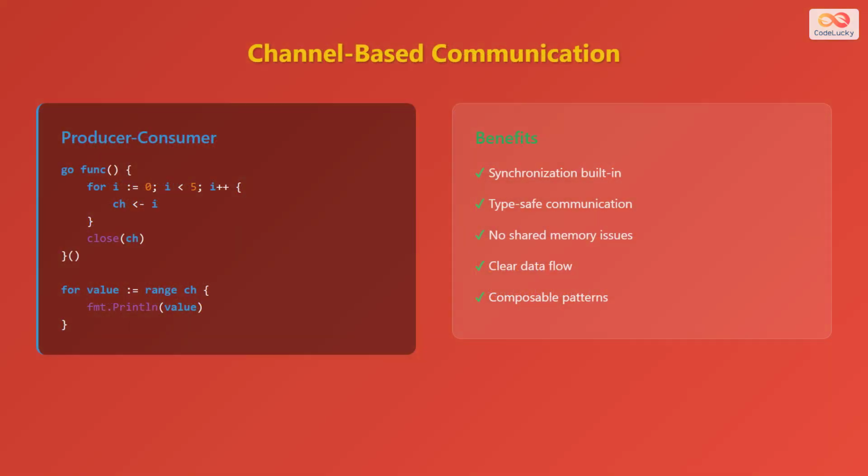Now let's explore channel-based communication in Go, using the producer-consumer pattern. In this pattern, one or more goroutines produce data and send it to a channel, while one or more goroutines consume data by receiving it from the channel.